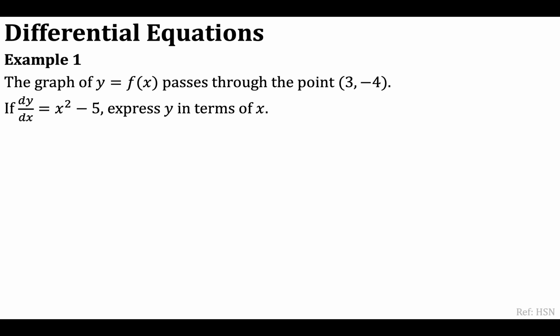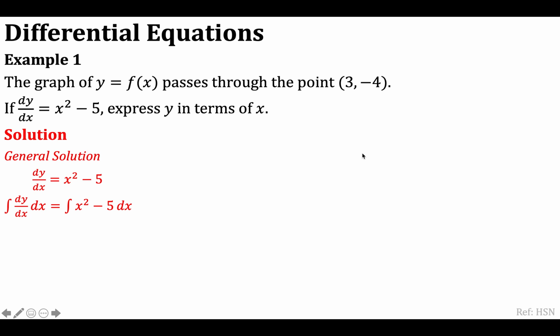Example 1: the graph of y equals f of x passes through the point (3, -4). If dy by dx is equal to x squared minus 5, express y in terms of x. Okay, so we need to think here, we've been given the derivative and we're asked to find y. So we need to integrate that. If we integrate the derivative, we've got the integral of dy by dx with respect to x is equal to the integral of x squared minus 5 with respect to x.